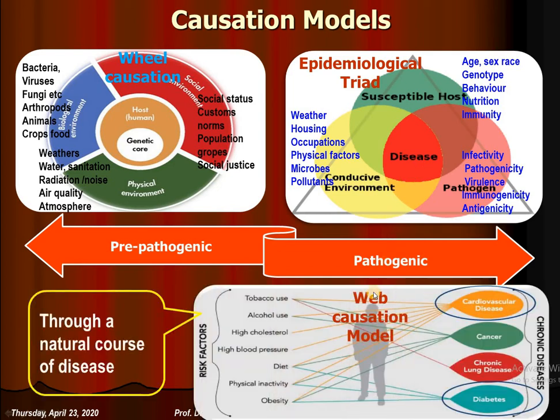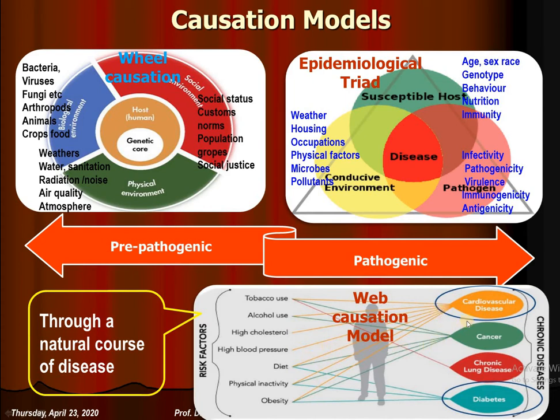Then next is the web causation model. The web causation model explains that disease causation is a complex phenomenon, and multiple factors act at a time on various diseases. For example, tobacco use is linked with cardiovascular diseases, and it is also linked with cancer and chronic lung diseases. Similarly, alcoholism is linked with cancer. It is also linked with cardiovascular diseases.